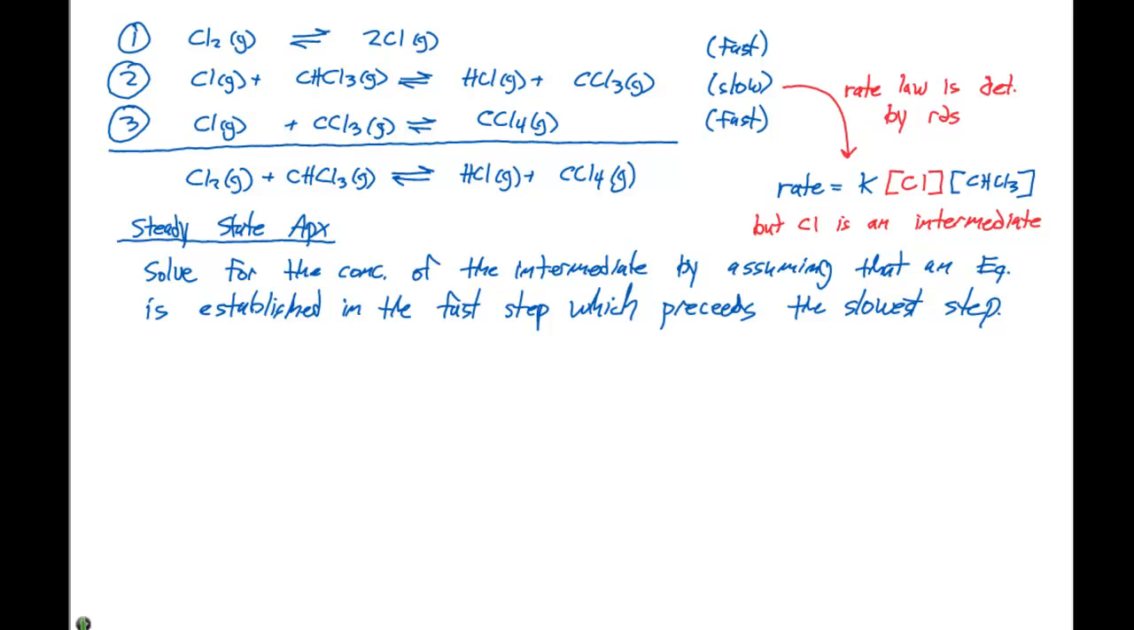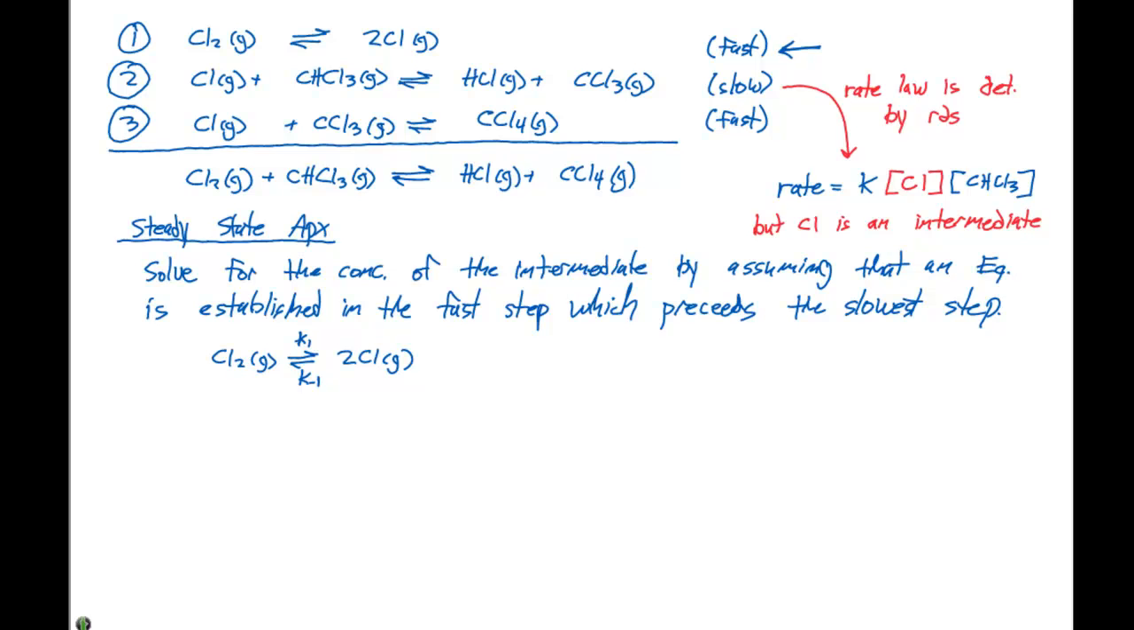So if we look, the mechanism that precedes our slow step is actually a fast step right here, and it's an equilibrium between Cl2 gas and 2Cl. So let's analyze this equilibrium expression. We have Cl2 gas in equilibrium with 2Cl gas. Remember, an equilibrium is going to have a constant of k1 for the forward reaction and k minus 1 for our reverse reaction.